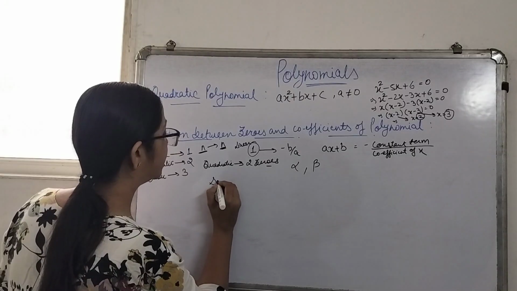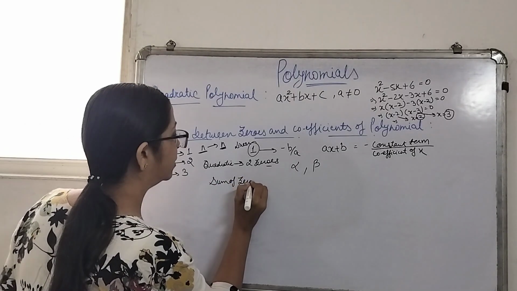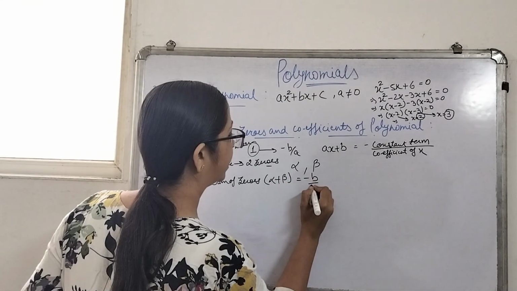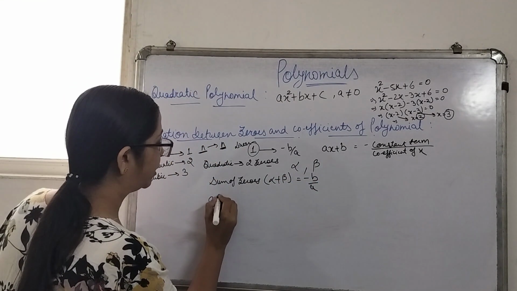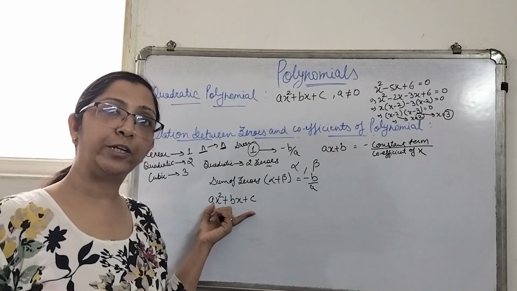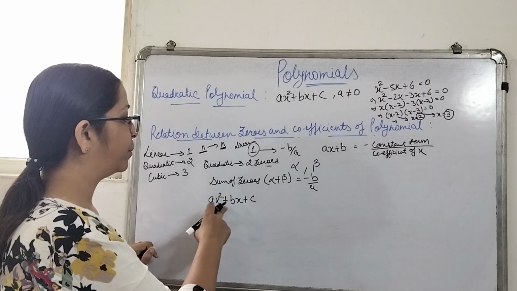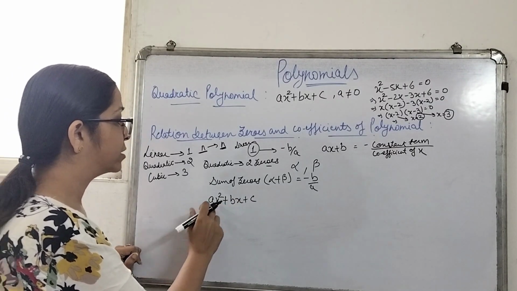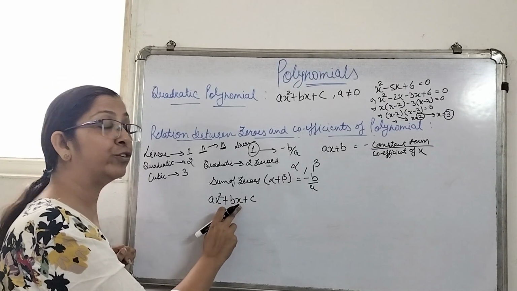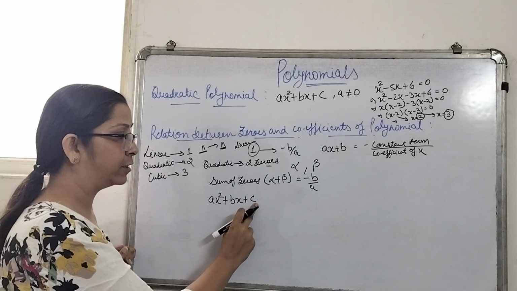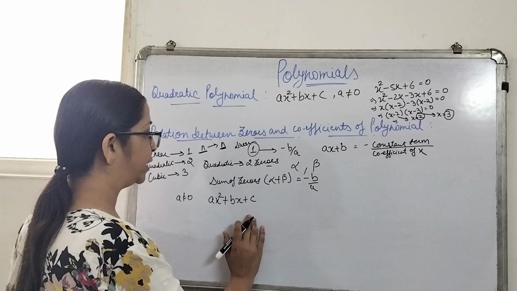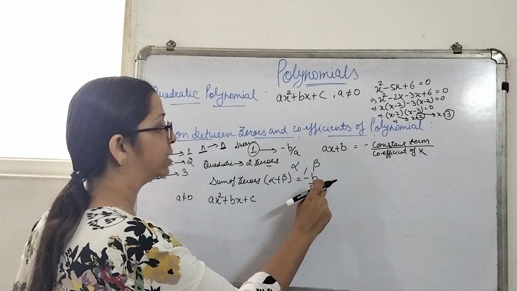Then the sum of these zeros, that is alpha plus beta, will be minus b by a, where your quadratic polynomial is ax square plus bx plus c. We have assumed the general form of the quadratic polynomial to be ax square plus bx plus c, where a is the coefficient of x square, b is the coefficient of x, and c is the constant term. Here again we know that a cannot be 0. Now if this is the condition, then the sum of the zeros will be minus b by a.